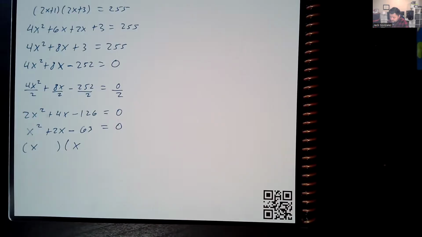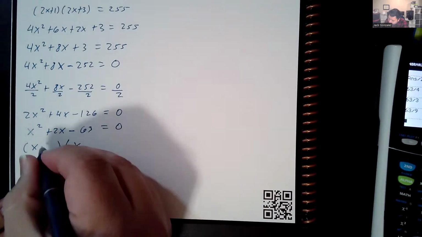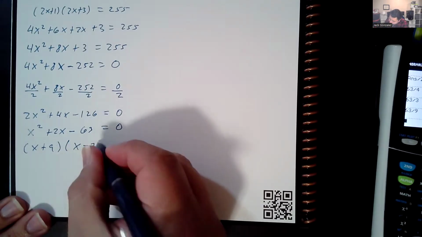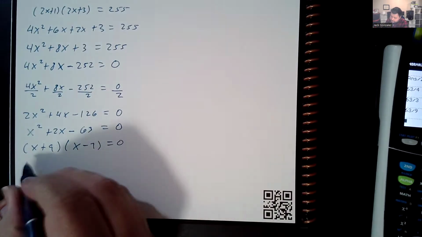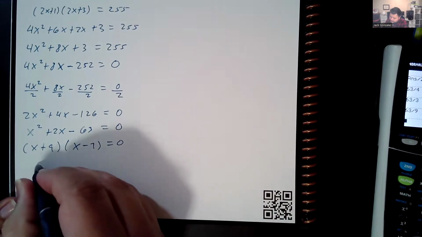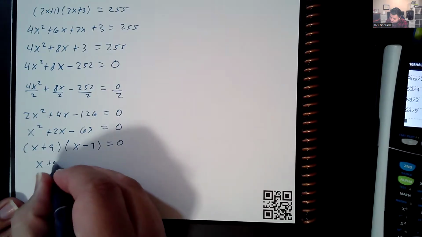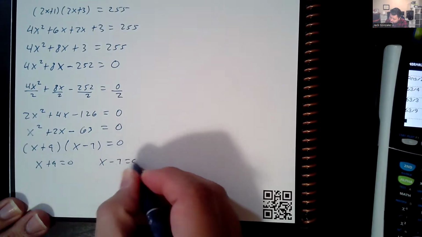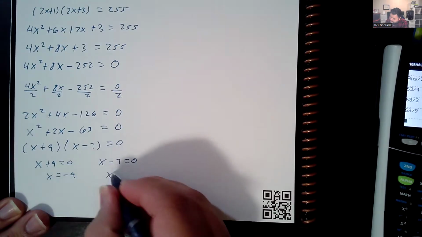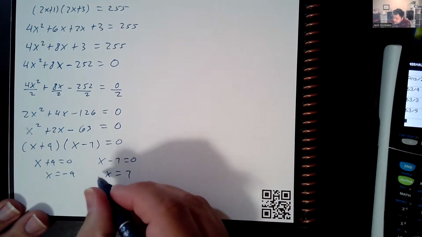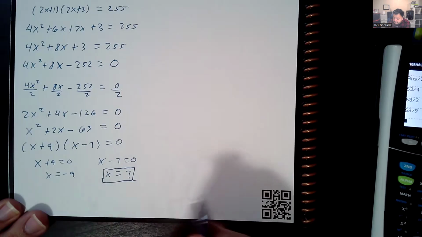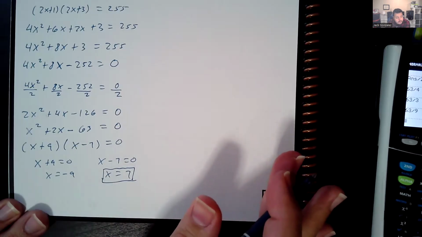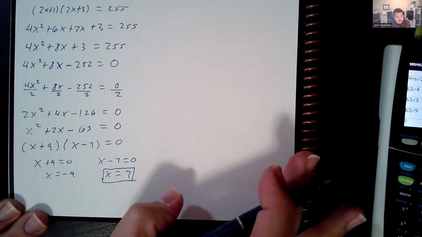3 and... no. Oh, yeah. Silly. 9 and 7, right? So x will be these two things. So x is negative 9, x is 7. So we found x, but what is x? It's not what we're looking for, right? We solved the equation that's going to help us find the two consecutive numbers. So we got to plug this into here.